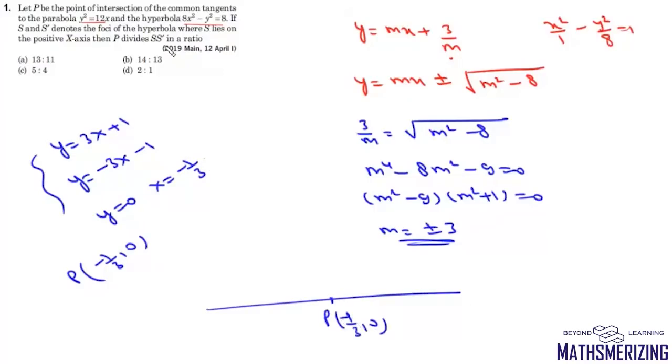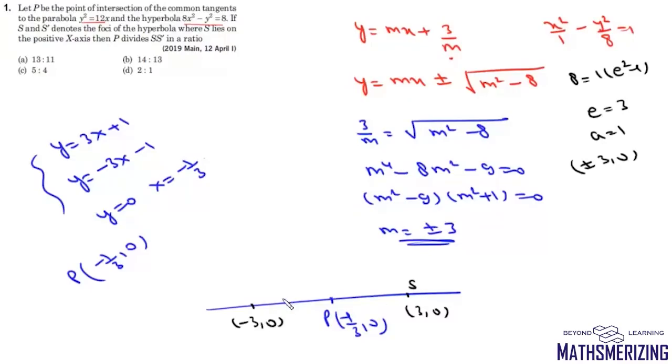Now we need to find S and S dash, which are the foci of this hyperbola. For this hyperbola, first we'll find the eccentricity. So we know that b square is a square into e square minus 1. The value of e here is 3 and a is simply 1. So foci are at plus minus ae comma 0. So it will be plus minus 3 comma 0. So one of the foci is at 3 comma 0 and the other one is minus 3 comma 0. S lies on the positive x-axis and S dash will be on the negative x-axis.